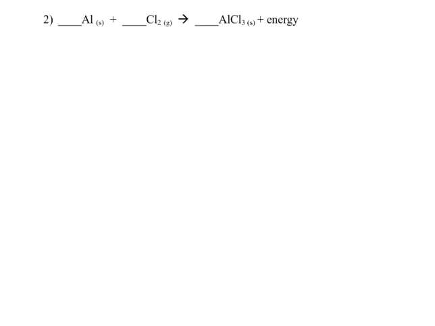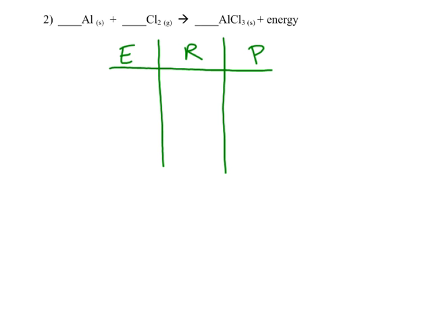Let's take a look at the second equation that we have here. Let's create an ERP table. The elements we have here are aluminum and chlorine. That's it. On the reactant side, I have 1 aluminum and 2 chlorines. On the product side, I have 1 aluminum, but I have 3 chlorines. So here's the thing, when you have this 2, 3, it seems a bit awkward at first, but you'll soon get familiar with these on what to do. Remember, you have to use whole numbers in the coefficients.